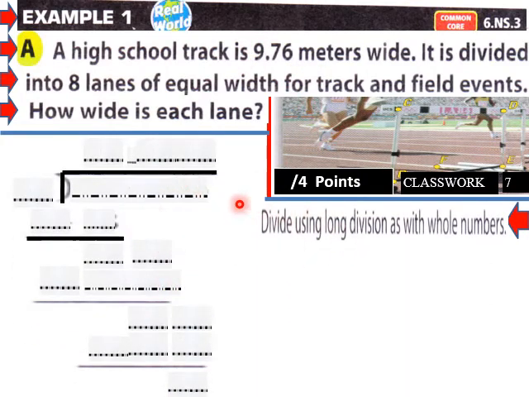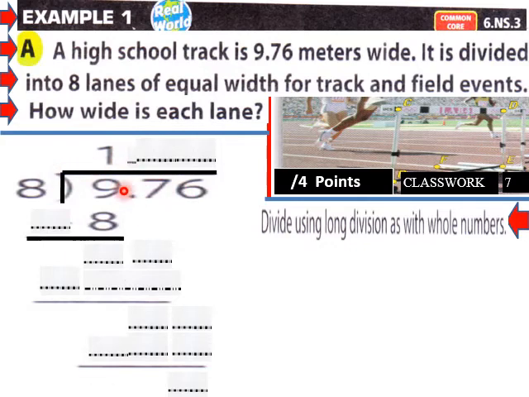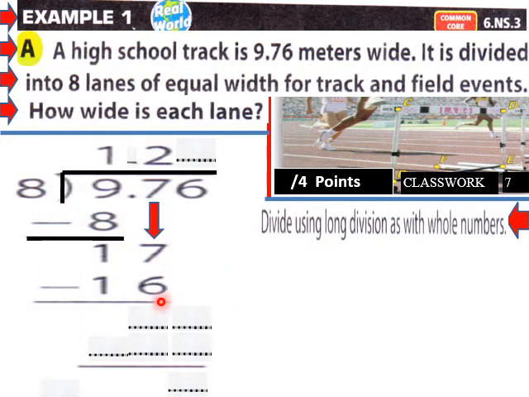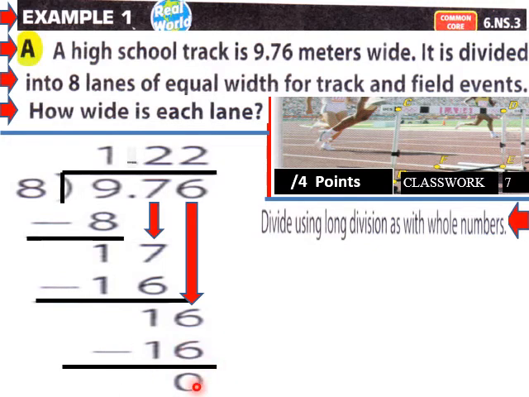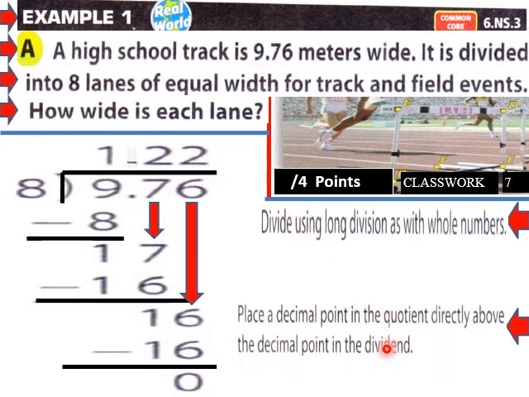So we set up a long division situation here. We have 9.76 for our track, and we're going to divide it 8 ways. So 8 goes into 9 once. Multiply that, bring it down here, then we subtract, 9 minus 8 is 1, and then we drop down our 7 here. 8 goes into 17 twice, so that's 16, and we subtract again, 17 minus 16 would be 1, and then we drop down again, right? So we have 16. How many times does 8 go into 16? It goes twice. Then we subtract, and we have a 0 remainder. So it goes 1.22 meters for each lane.